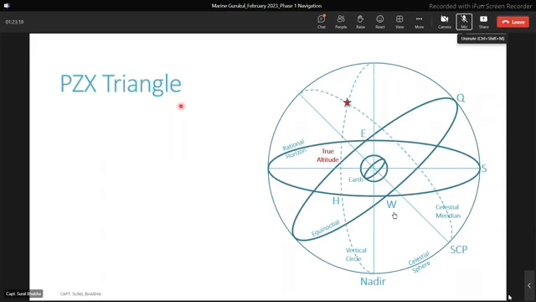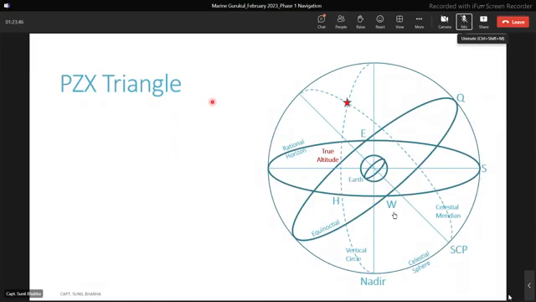As I told you in the beginning, the concept of the celestial sphere was assumed so that we are able to use spherical trigonometry to fix up the position of the observer or the position of the ship using the spherical trigonometry formulas. These formulas are applied to the PZX triangle only. So let's go ahead and try to understand this.